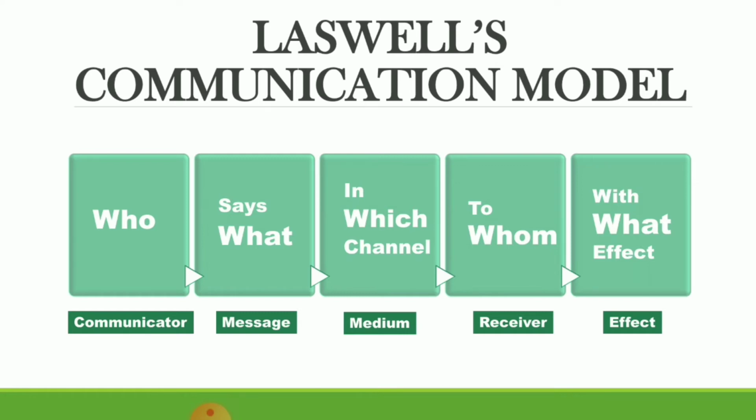While this model is similar to Aristotle's in the sense that both are linear and have the same components, Lasswell's also differs in that there are five variables involved, with the addition of two, which are the medium and effect.